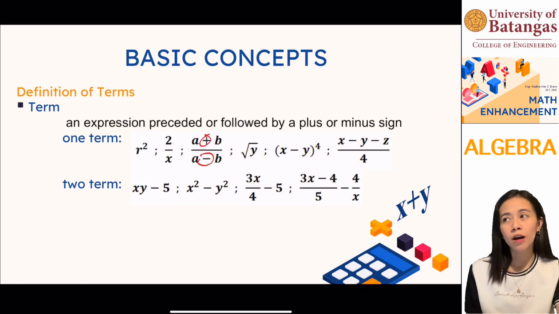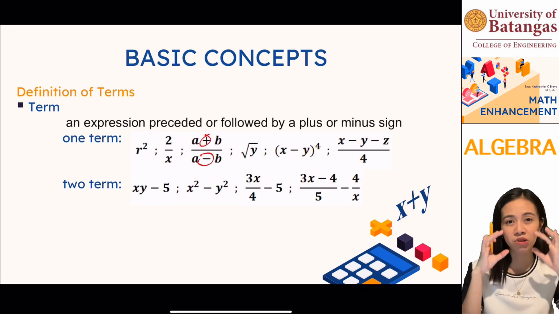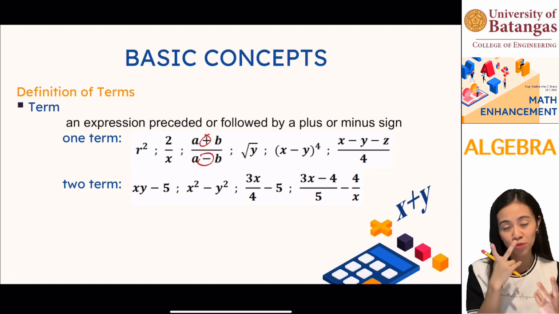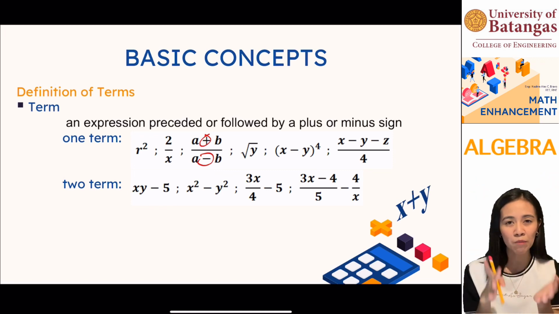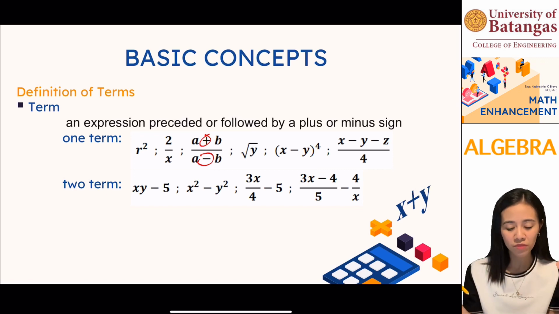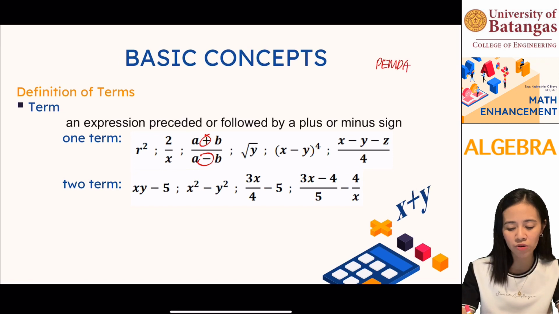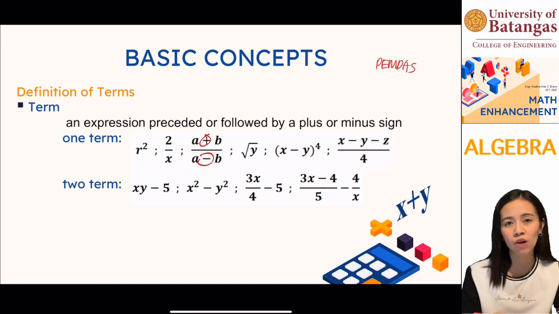Why? Because both expressions in the numerator and denominator, although you have 2 terms on the numerator and in the denominator, since together they are bounded by division, okay, di ba pag sinundan mo yung PEMDAS, parang ang mangyayari dito, yung outermost operation niya would be division.